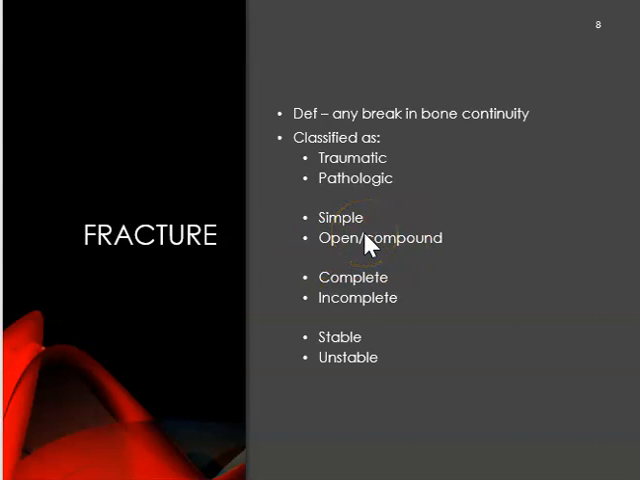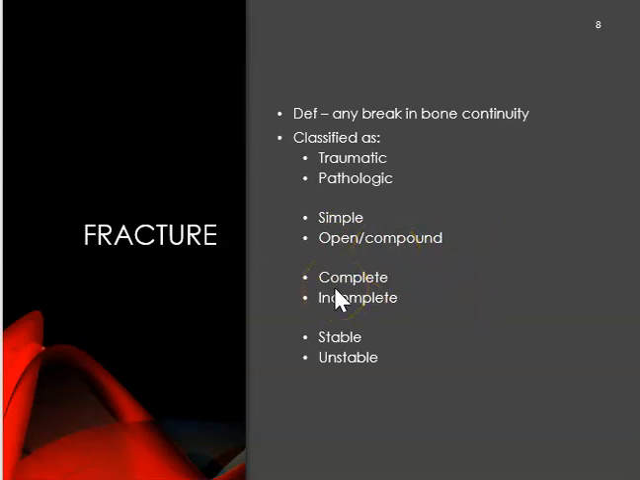Simple is going to be when the skin is intact. It could also be called closed. And open or compound, that's when the skin is broken. And sometimes when you see these, the bone will be protruding from the skin. This is quite a bit worse when this happens, and you have to think about the skin is protecting the body from infection. So if it's open and the bone is sticking through, you're going to have an increased risk for infection from bacterial entry. So those patients will need a high dose of IV antibiotics.